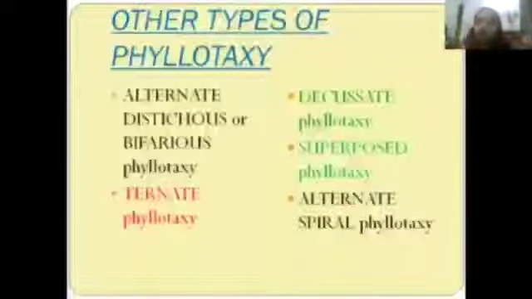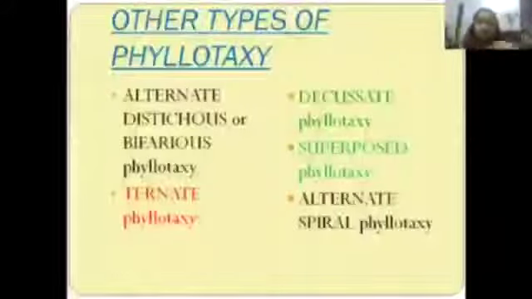Coming to ternate phyllotaxy, it is special because on one node, 3 leaves grow. So this forms a triplet basically. So this is about ternate phyllotaxy.